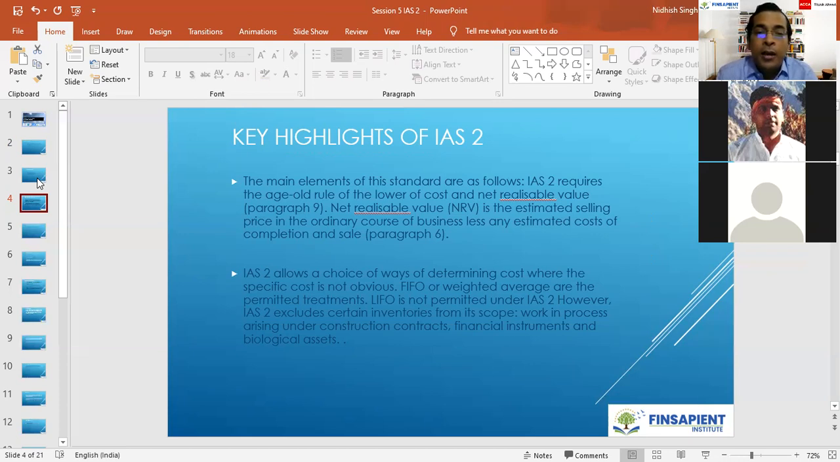So when net realizable value is calculated, take the selling price, make the adjustments, and then compare that with the traditional cost, or the cost minus depreciation. Whichever of the two numbers is lower is considered as the inventory cost. So again, very similar to PPE.